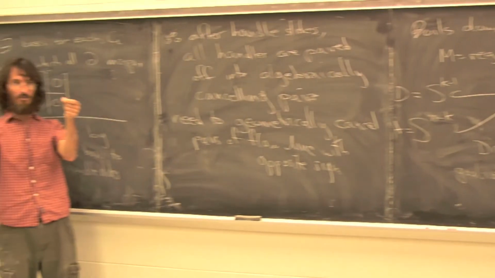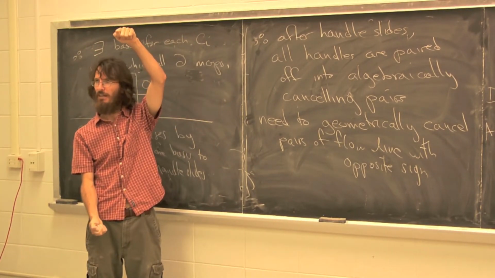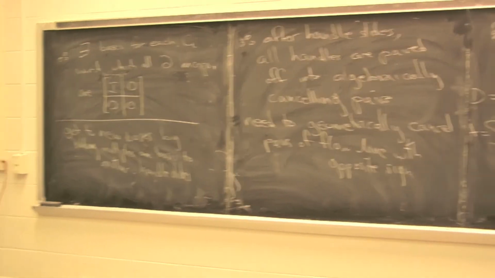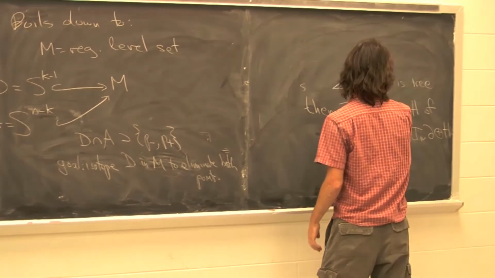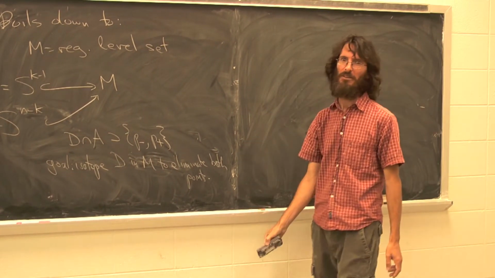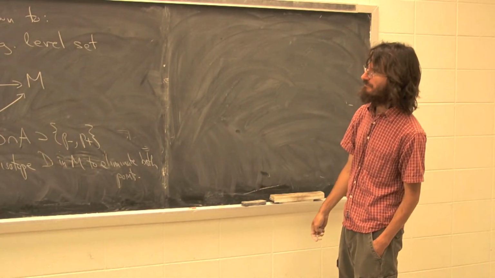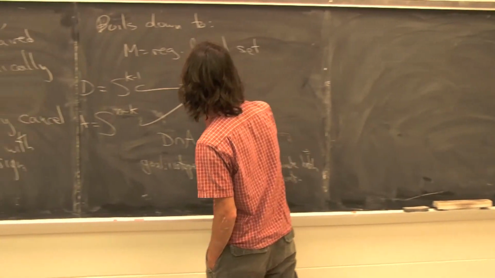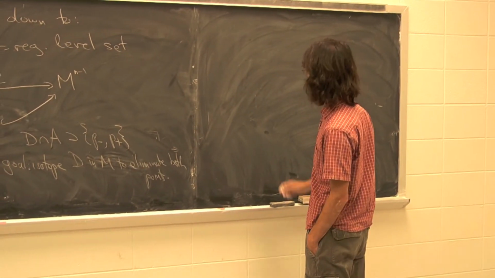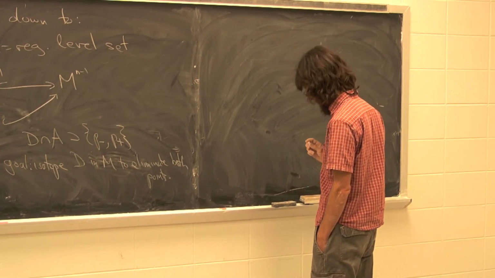Because those 2 points correspond to flow lines from one critical point to another, right? And we want to get rid of those. And so we'll finish it off. If you can do that, then we're done with it there. Okay? And remember that M is dimension n-1.